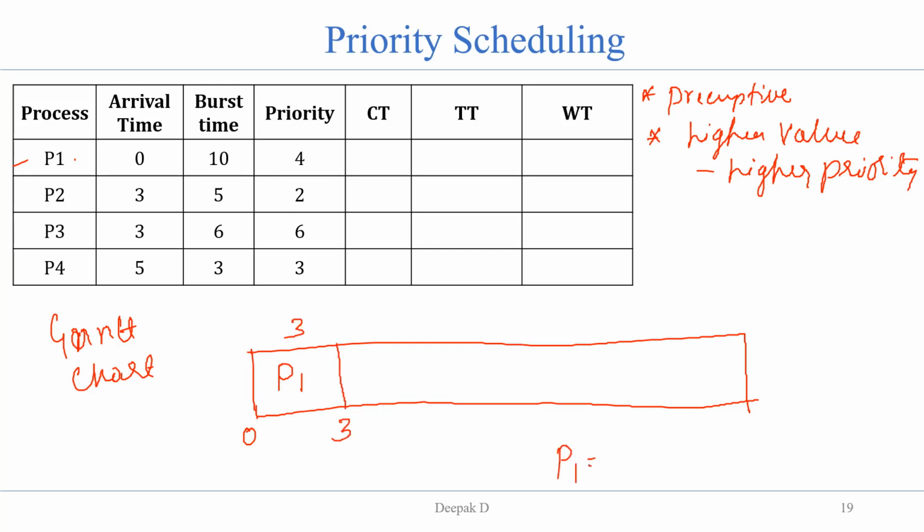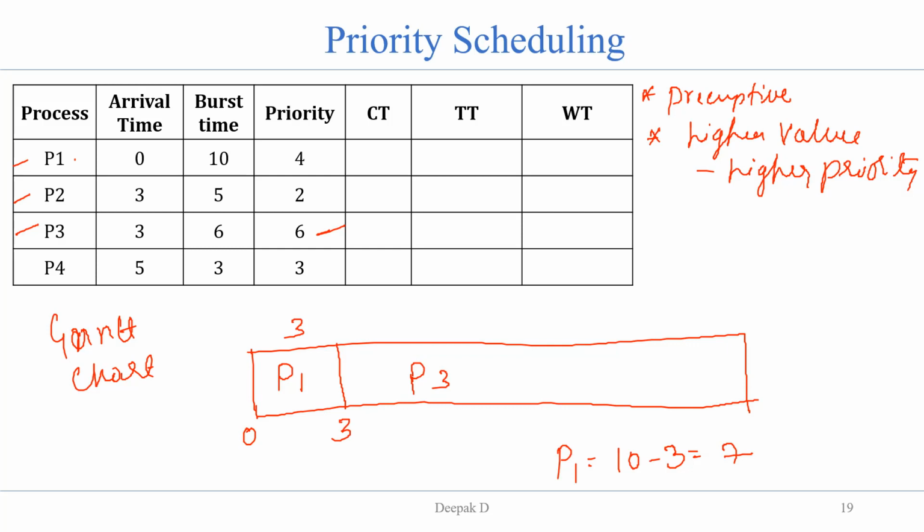Process P1 is left with 7 milliseconds. So the next one is P2. At the 3rd millisecond, 2 processes have arrived, that is P2 and P3. Among these two, P3 has higher priority than P2. The CPU will be given to P3 because the priority is compared among the processes in the ready queue, that is P1, P2, P3. Among these 3 processes, P3 has the highest priority. So the CPU is given to P3. How long will it execute?